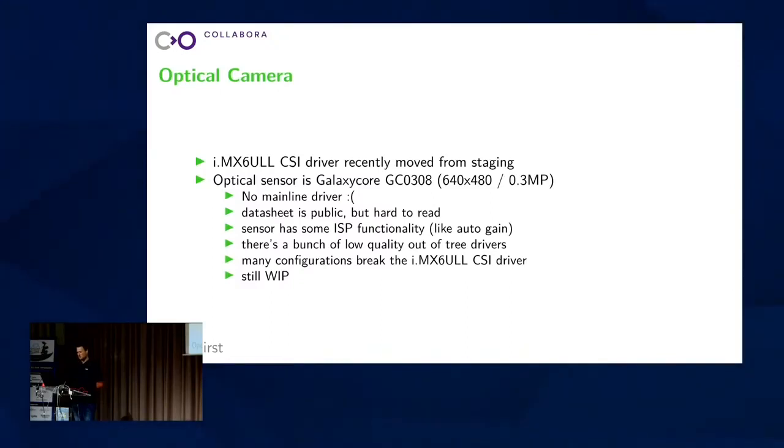And it's quite complex because it has image signal processor capabilities, which the camera kind of needs because the i.MX6 ULL does not have any image signal processor. I found a bunch of out-of-tree drivers. None of them are working at all. Like if I use them, there's absolutely no image.